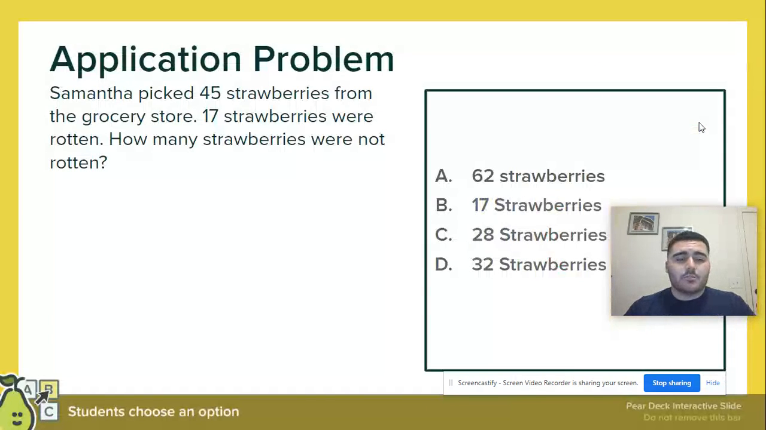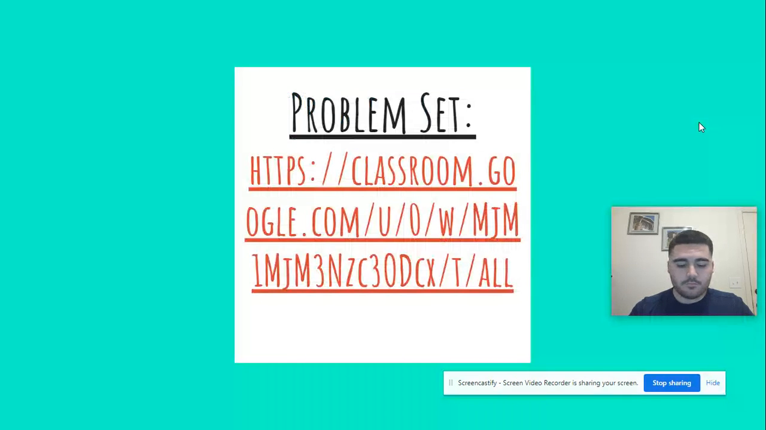Here are the application problems. The question is presented. Students will read the question out loud, figure out what the question is asking, and figure out the equation from the question. From here, students will individually be on the Pear Deck and select their correct answer. Once students have completed that, we will then go to our problem set.